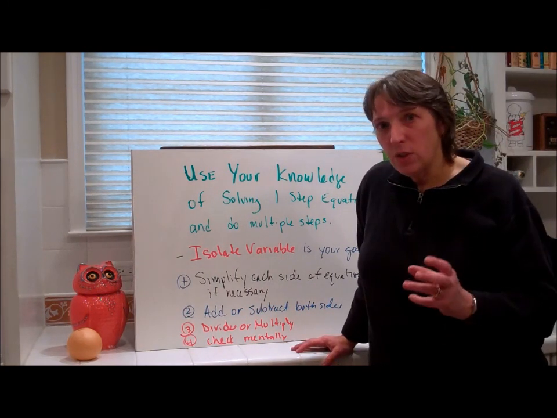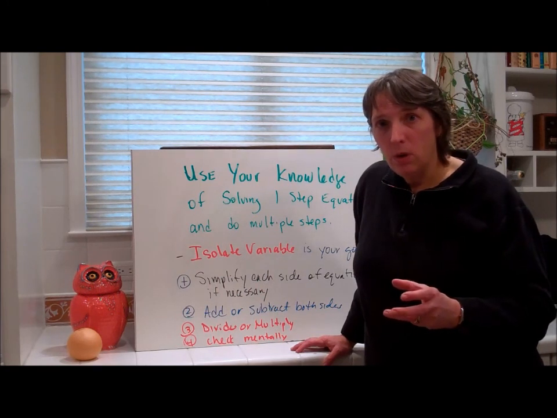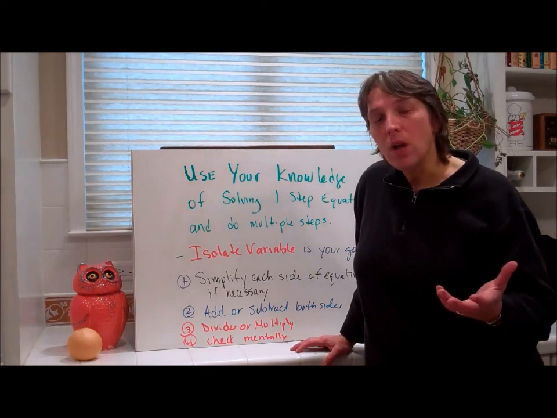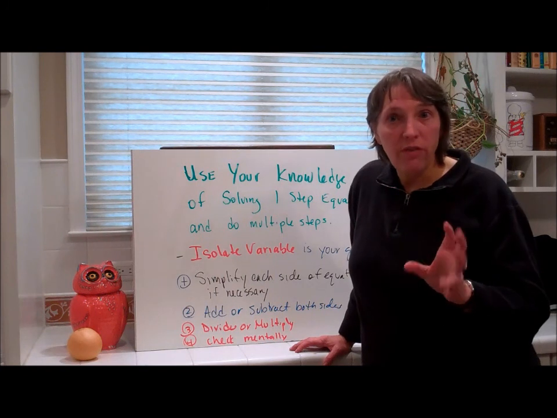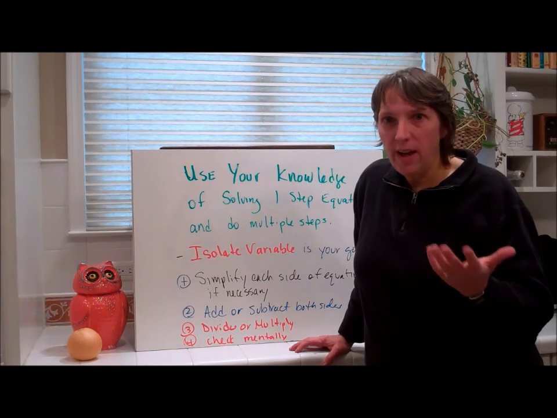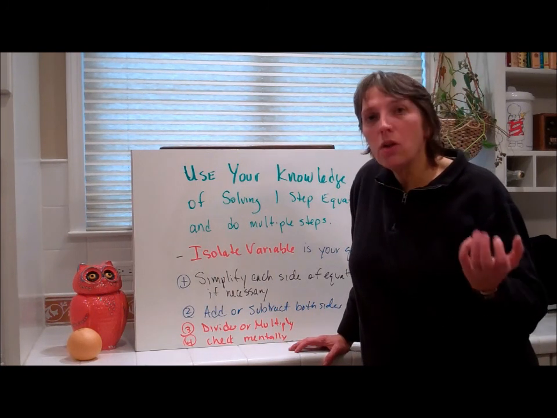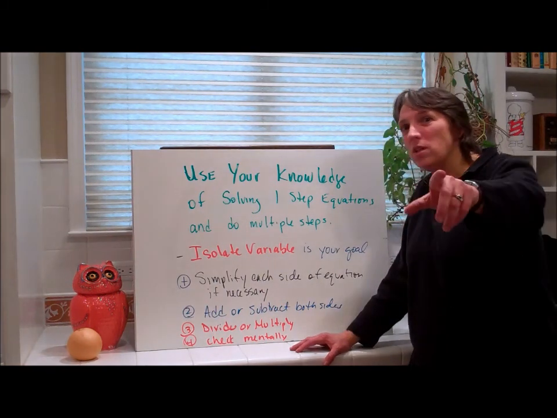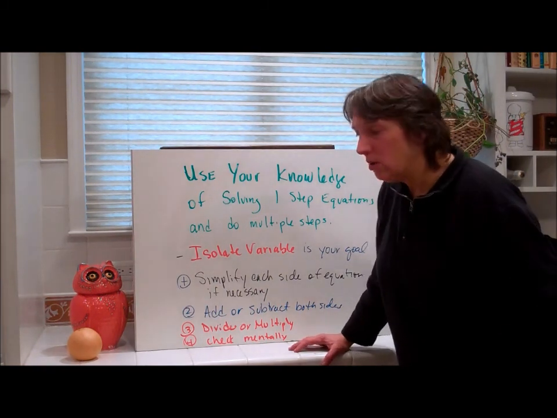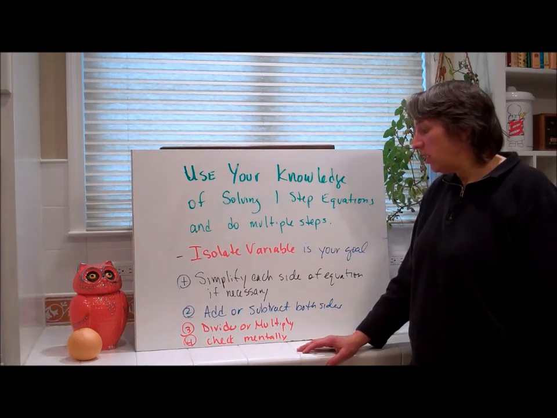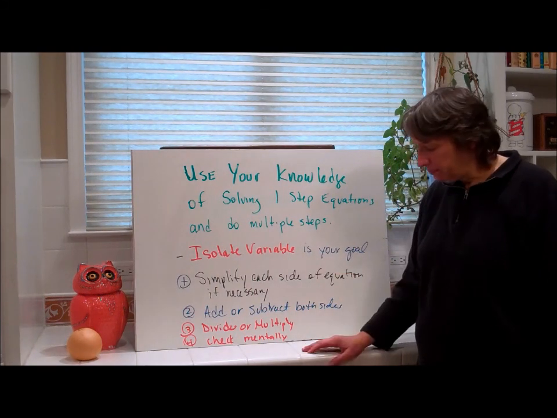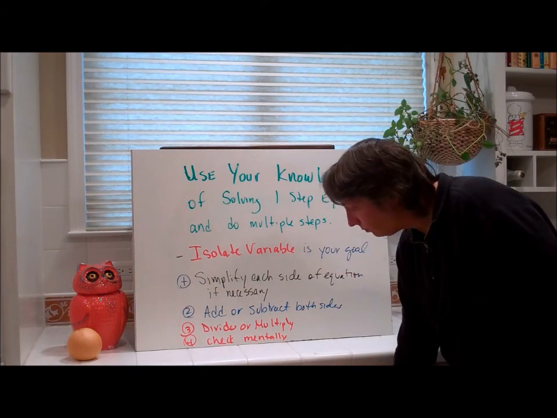If the coefficient is multiplying the variable, then you're going to divide both sides. If the coefficient is a fraction, then you're going to multiply both sides by the reciprocal. And then you're going to check your answer mentally and quickly. Alright, so here we go.